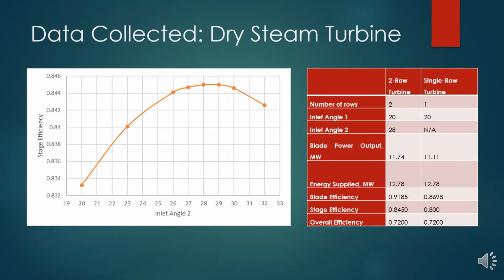The following is the data collected for the dry steam turbine. The graph on the left shows the results of angle variation on the turbine. It shows the effect it has on the stage efficiency. The table on the right shows the effect variation of the number of rows of the turbine has on its energy supplied, blade efficiency, stage efficiency, and overall efficiency.